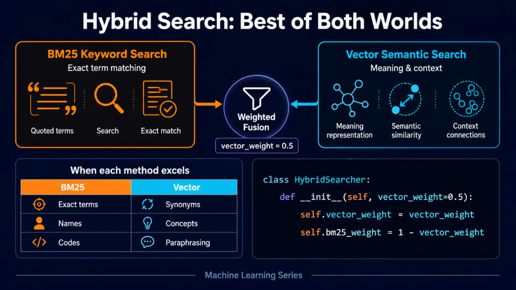Hybrid search combines BM25 keyword matching with vector semantic search. Each approach has strengths. BM25 excels at exact term matching, names, and technical codes, while vector search handles synonyms, related concepts, and paraphrasing. By fusing both result sets with configurable weights, you get comprehensive coverage. For example, searching for ML evaluation metrics with hybrid search finds documents containing those exact terms via BM25 and documents about machine learning performance measurement via vectors. The weight parameter lets you tune the balance based on your domain.